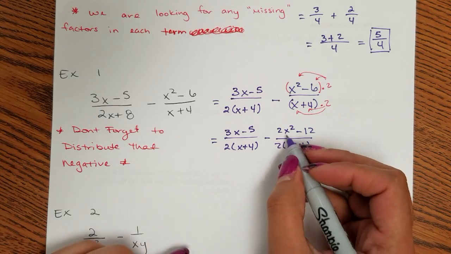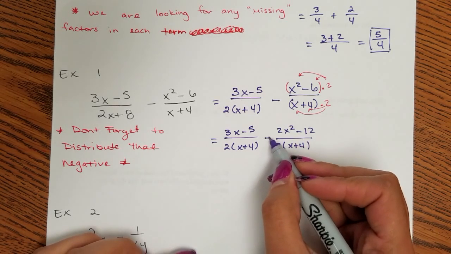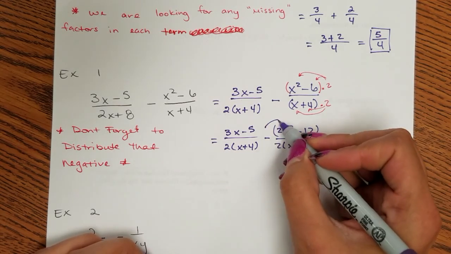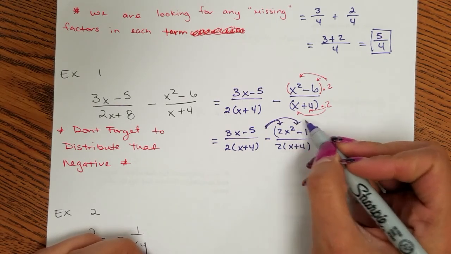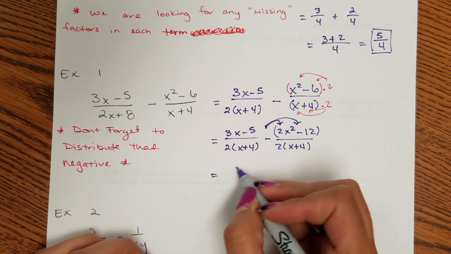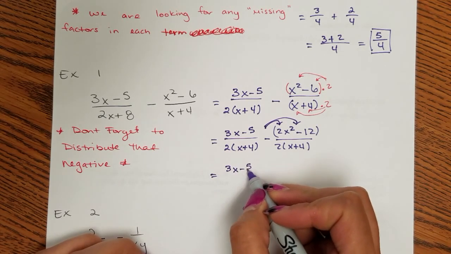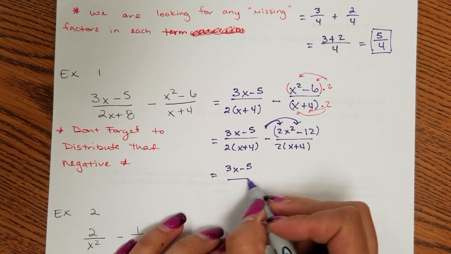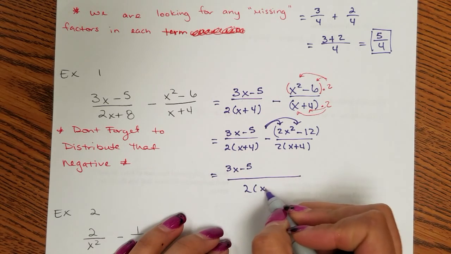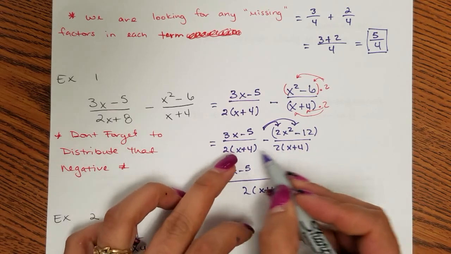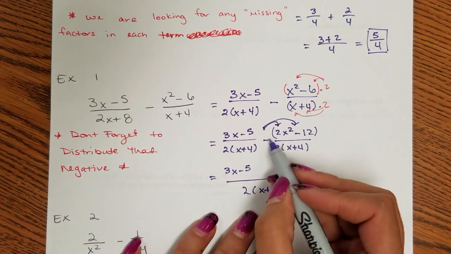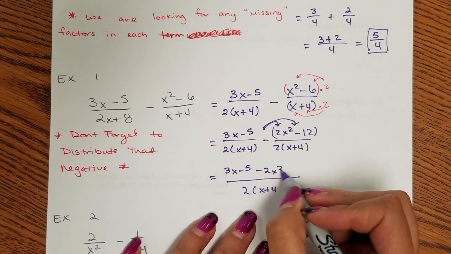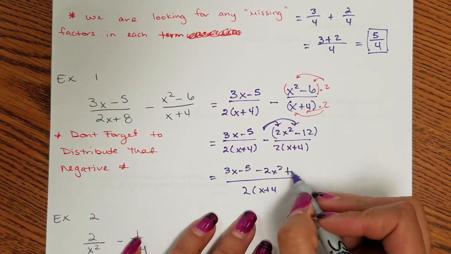So now one thing that you don't want to forget to do is to distribute this negative. So once again, this goes in parentheses and you need to distribute that negative there and there. And that's just going to change the sign. I'm bringing down my first expression. I'm going to put it all over 2 times x plus 4 because we can combine these two fractions now. I'm going to distribute this negative. Negative times that 2 is just minus 2x squared. Negative times a negative is a positive.